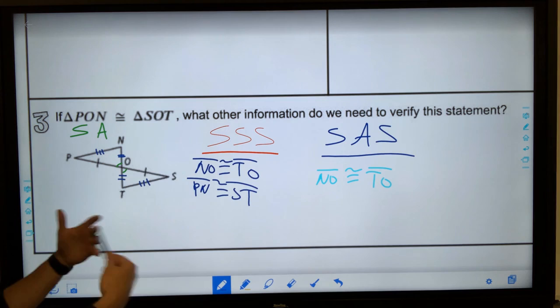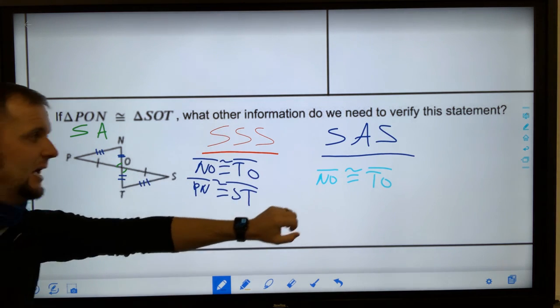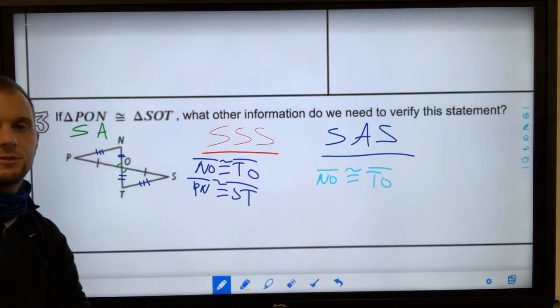So basically, with that being said, this is the information I need for side, side, side. This is the info that would be needed for side, angle, side, okay?